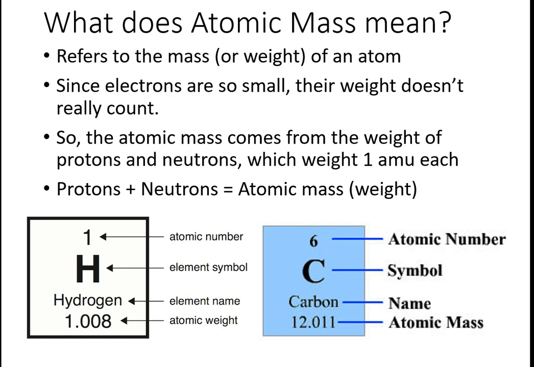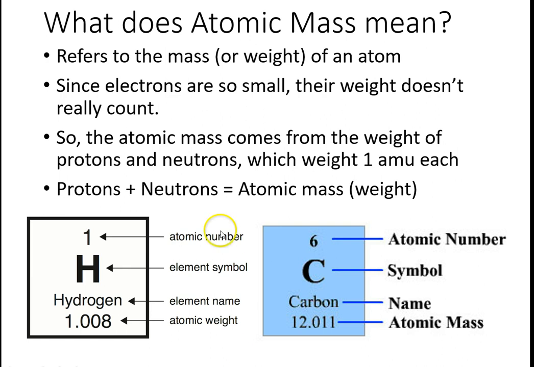Each one of them weighs one atomic mass unit, so you can think of that as the unit, like the unit you would use for your weight would be pounds. Here we're using atomic mass unit instead. And so each proton weighs 1 and each neutron weighs 1. So all we have to do is count the number of protons and the number of neutrons, and that's going to give us our overall atomic mass.